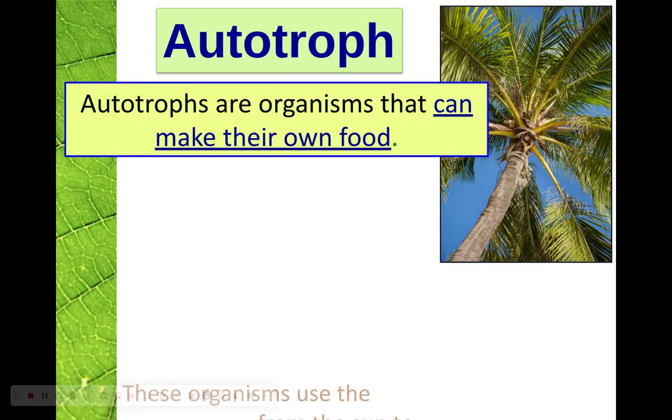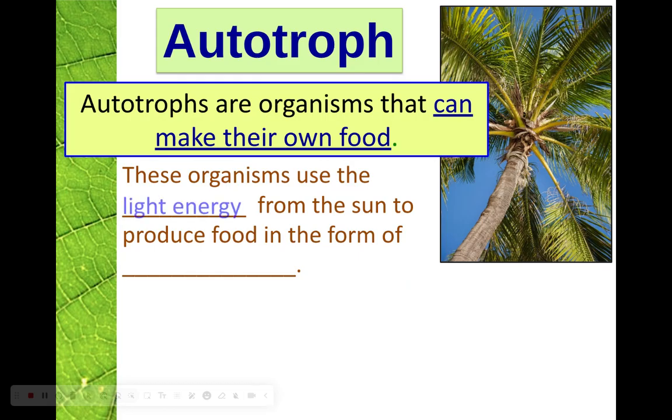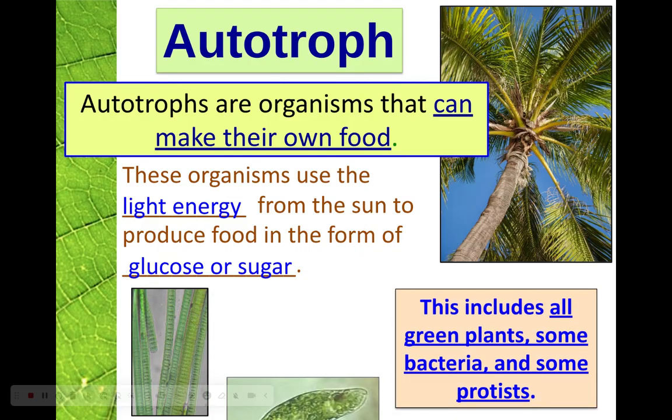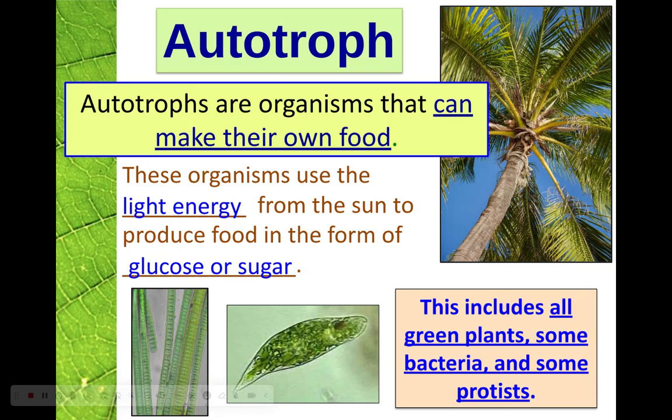Autotrophs include all green plants, some bacteria, and some protists. These organisms use light energy from the sun to produce food in the form of glucose or sugar. They literally turn sunlight into stored chemical energy. It's nature's version of solar power, just way more efficient.